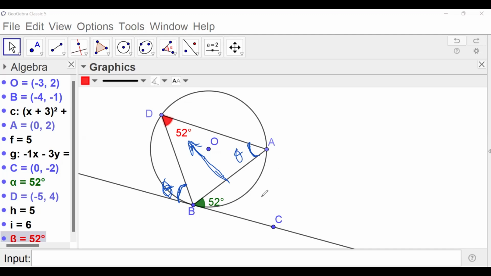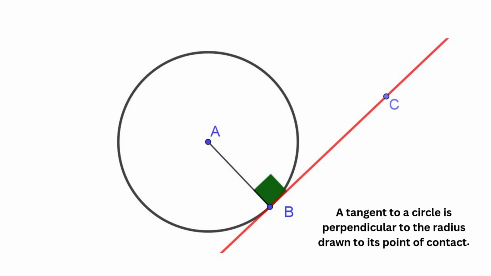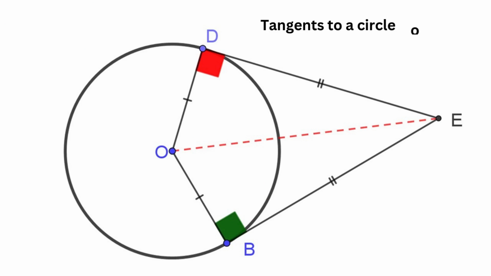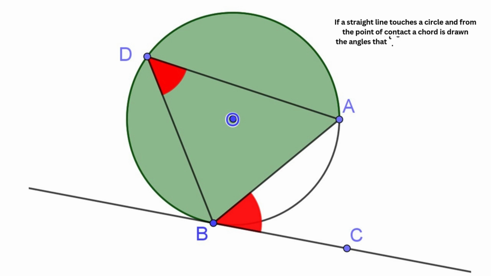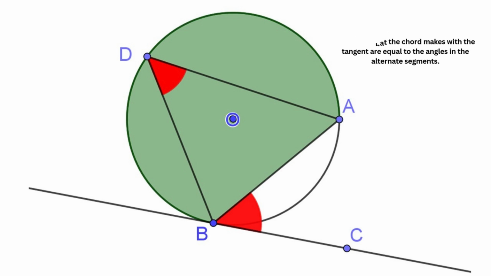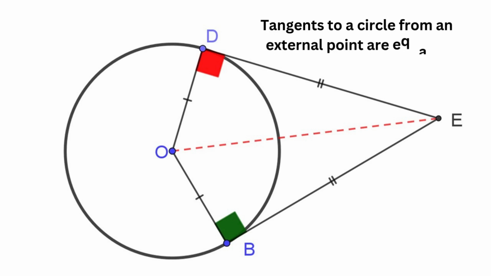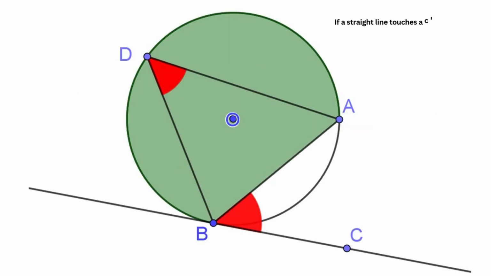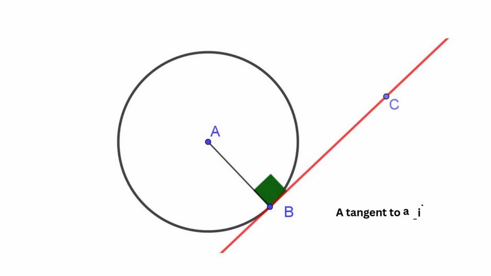So when we begin to solve problems that involve the use of this theorem, everything is going to be very clear. So far we have covered the theorem on tangent and radius of a circle, that is, the radius is perpendicular to the tangent. We have also seen the theorem that establishes the fact that tangents drawn from external points are equal in length. And finally, we looked at the alternate segment theorem.